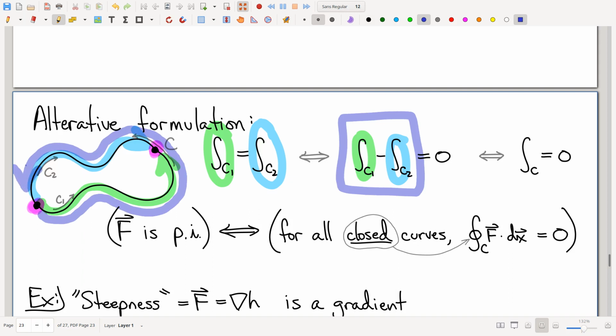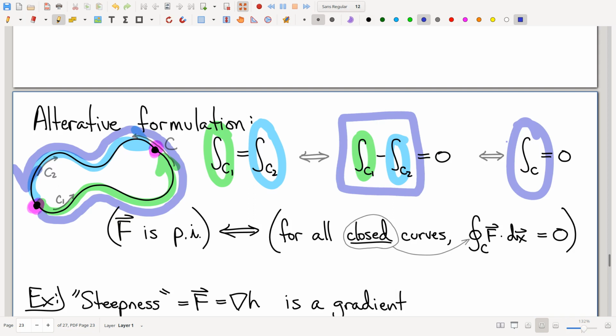Like so. And so saying that this difference is 0 is synonymous with saying that this closed line integral over that combined curve that I'm calling C must be 0. How are we doing? Everybody all right?